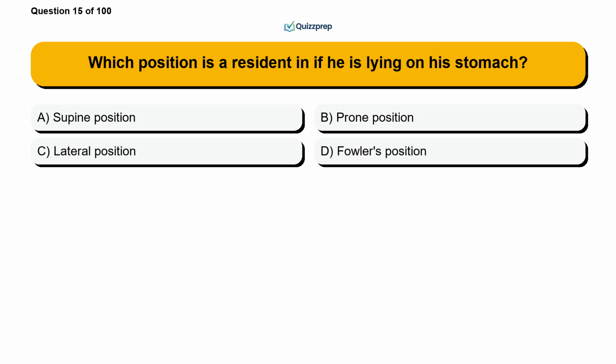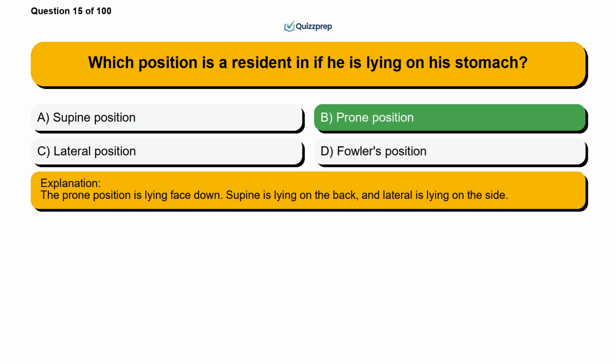Question 15. Which position is a resident in if he is lying on his stomach? Option A, supine position. Option B, prone position. Option C, lateral position. Option D, Fowler's position. The correct answer is option B, prone position. The prone position is lying face down, supine is lying on the back, and lateral is lying on the side.